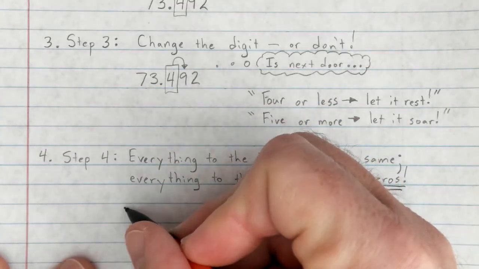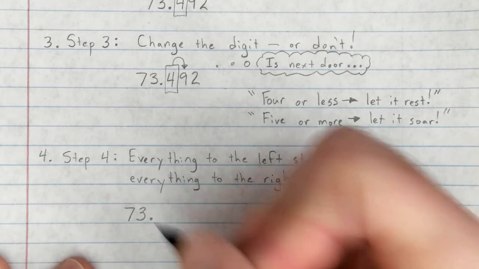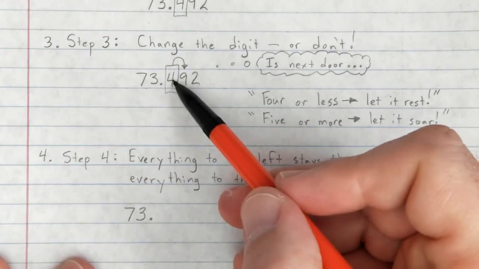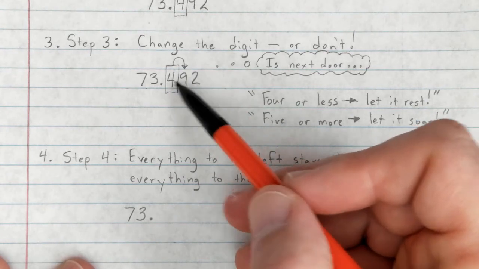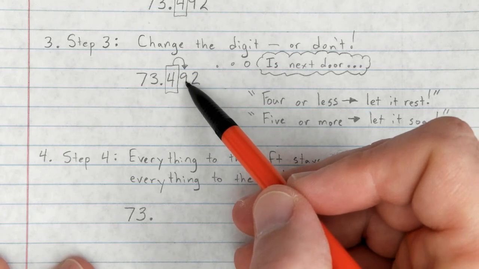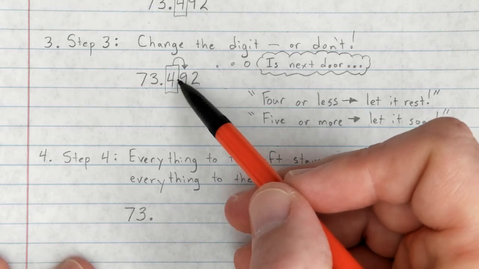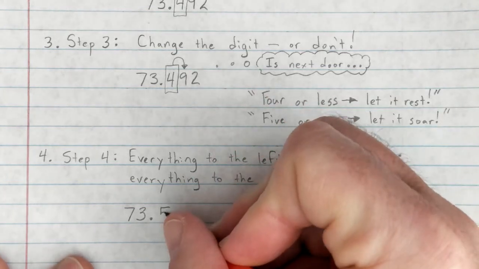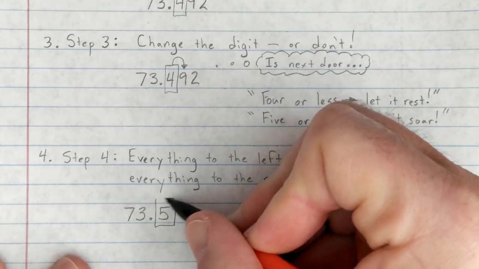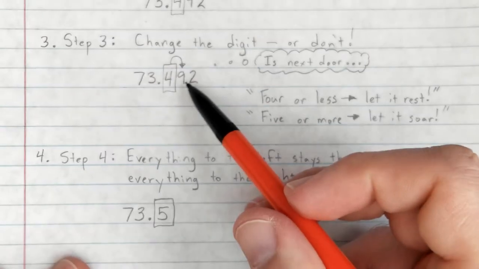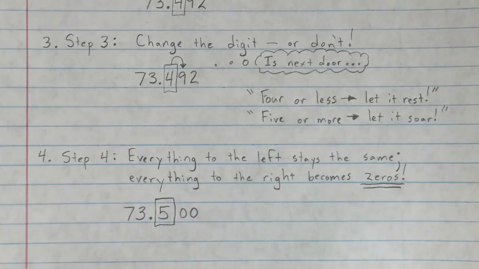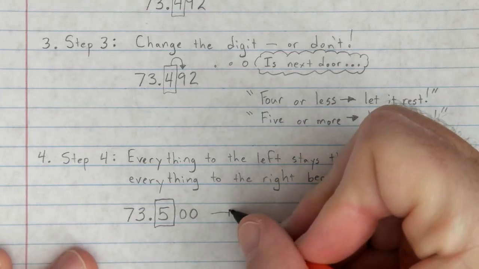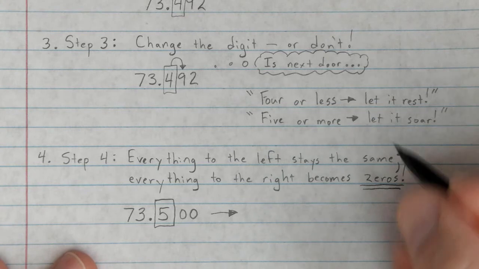Okay, so I would write it like this: 73 and, remember, 5 or more, the neighbor says let it soar. Not this. I'm not asking if this is 5 or more. I'm asking if the neighbor is. If the neighbor is 5 or more, and it is, then this digit gets to soar and it becomes a 5. Everything after that, the hundredths place, the thousandths place, they're becoming zeros. And we've talked about before how we can basically just drop those zeros off. We don't really need them.